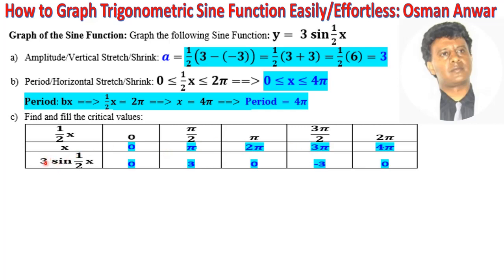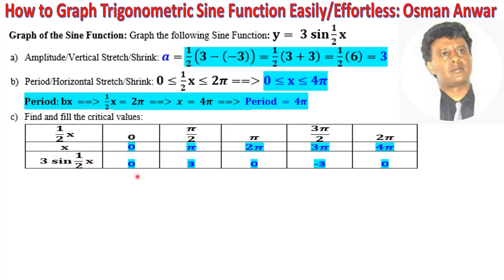To find the value of y, simply focus on half x. We have the values of half x here, then it is sine of half x. Sine of 0 is 0, times 3 is 0. When half x is pi over 2, sine of pi over 2 is 1, and 3 times 1 is 3.